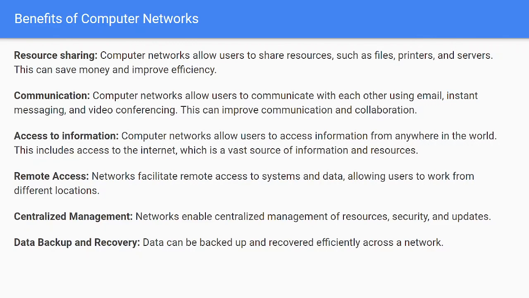The internet is just a connection of many different computer connections. You understand? So with computer networks, we can have access to information, which includes access to the internet, a vast source of information and resources. Yes, the internet has a lot of information. Then we have remote access.